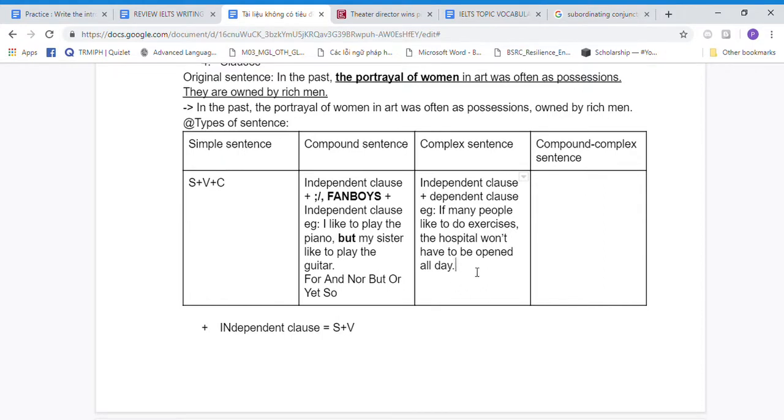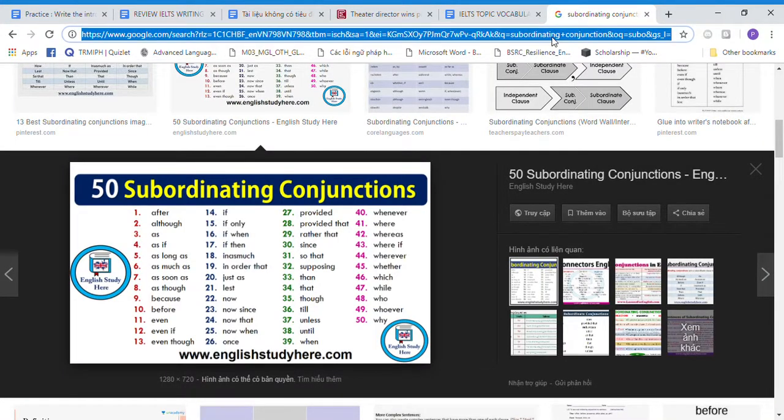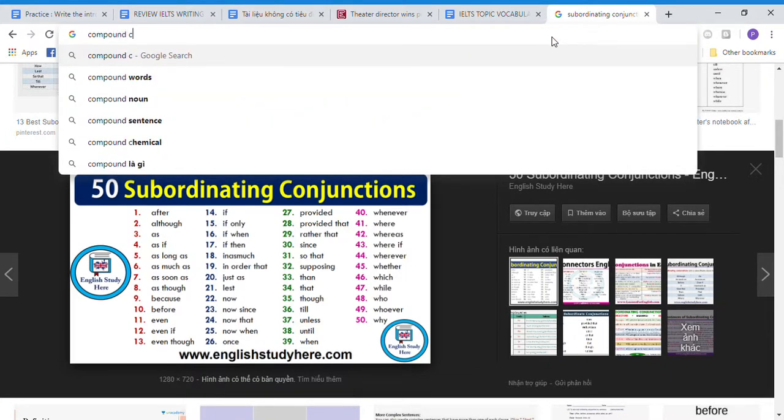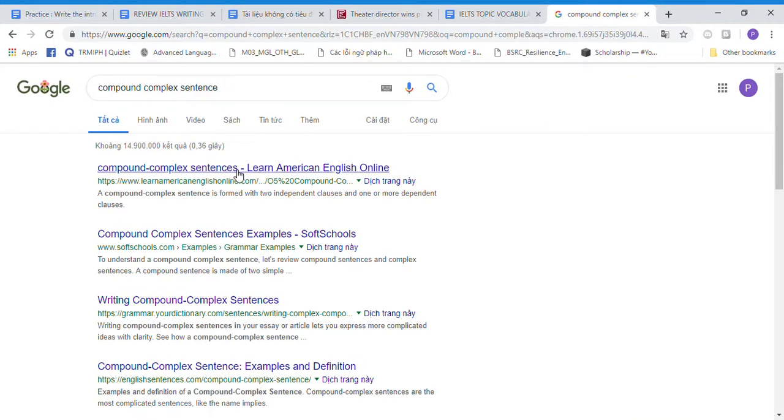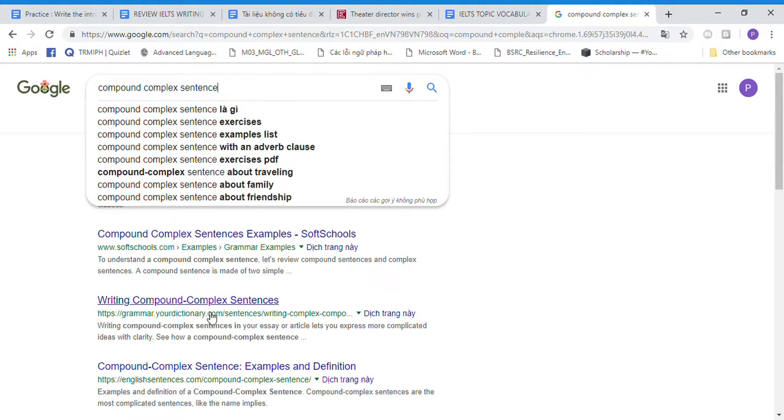This is just an example. It's not real, it's not true. I just made up something so you guys can understand the structure of the complex sentence. The compound complex sentence is a little bit more complicated. I think I have to find examples, because it's not easy to make up examples for a compound complex sentence. So here, this one is a good source.